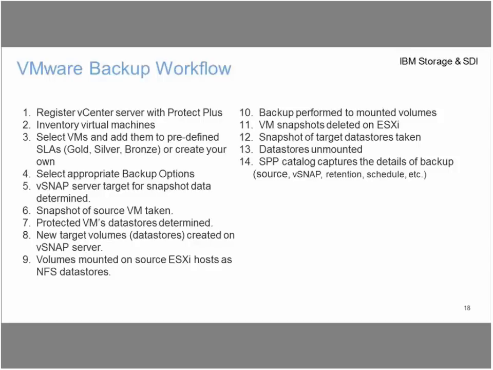Spectrum Protect PLUS is then going to delete the temporary snapshots that we've created within the ESX or virtual environment. And we're going to snapshot the target data stores, those mounted data stores from the vSNAP storage appliance, and then unmount those data stores from the virtual environment. At that point, the Spectrum Protect catalog captures all of the details: the source, the vSNAP storage server that has been written to, the retention, the schedule. All of that information is captured within the Spectrum Protect catalog database.